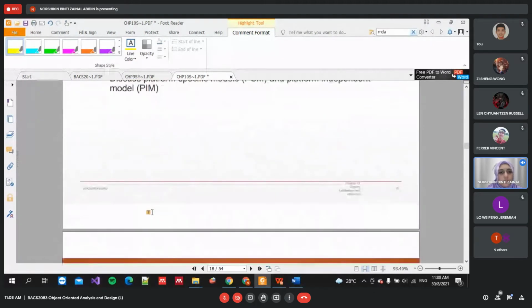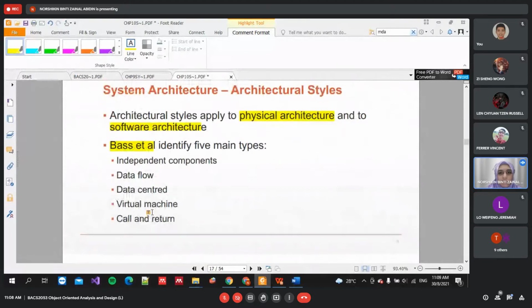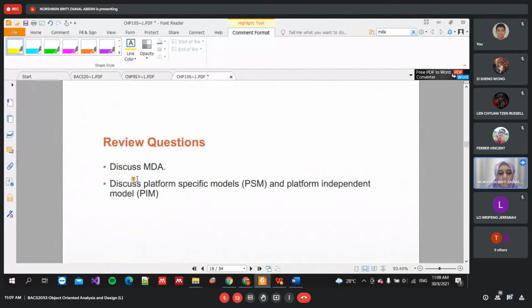So here is our review question. Review question: discuss MDA. There are two: discuss MDA and discuss platform specific models, just now, PSM and PIM. So this PSM and PIM is bound under MDA. You can refer to page number 14.